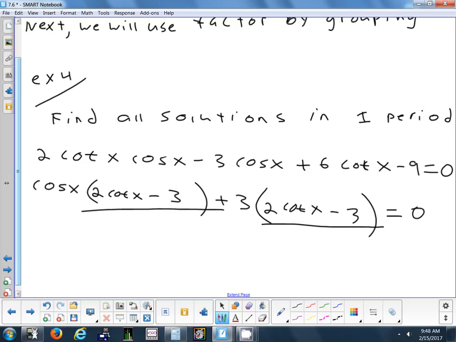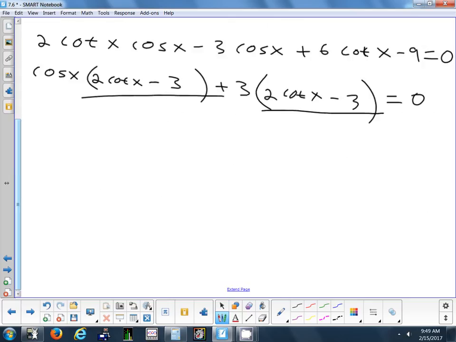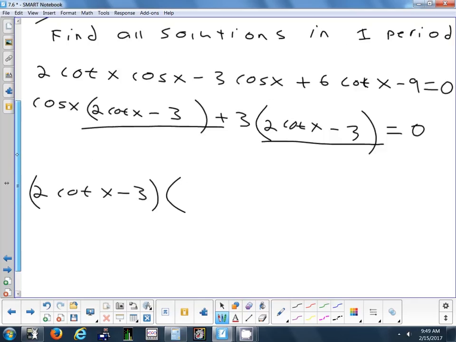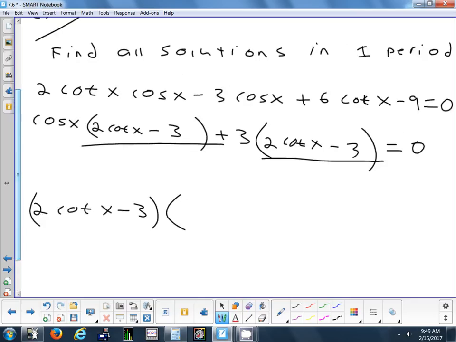So what just happened is when you factored out what they have in common, you ended up with that. So now, what does the first term and the second term both have in common? Yeah, what I just underlined. The 2 cotangent x minus 3 and another 2 cotangent x minus 3. Okay, so you're going to factor that out. If you factor out 2 cotangent x minus 3, what's left in the first term? Just the cosine x. And what's left in the second term? Just the 3.